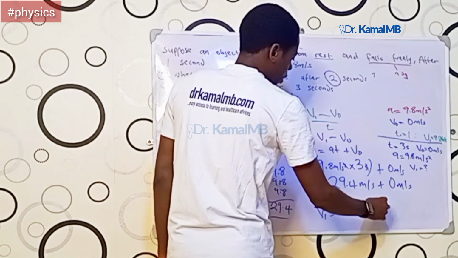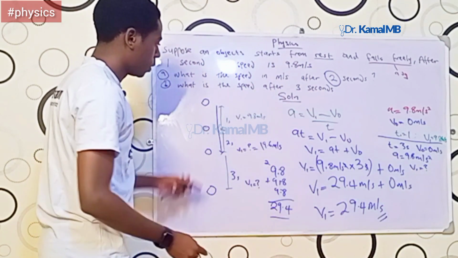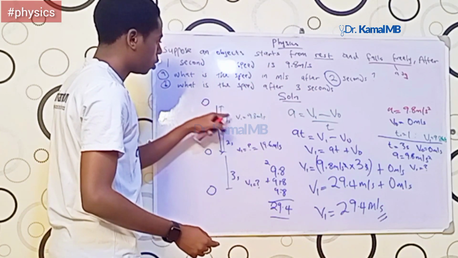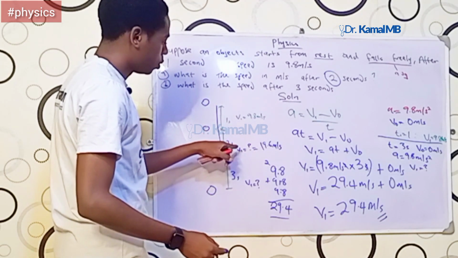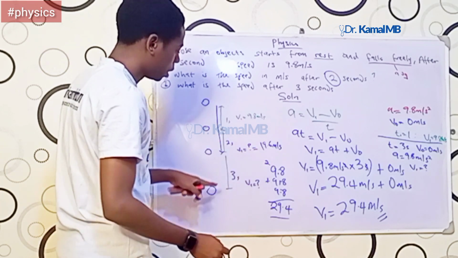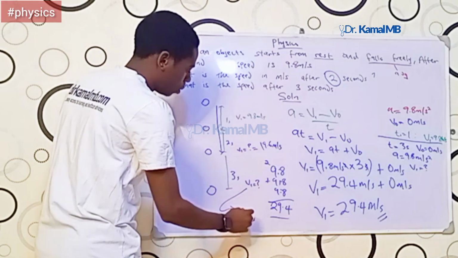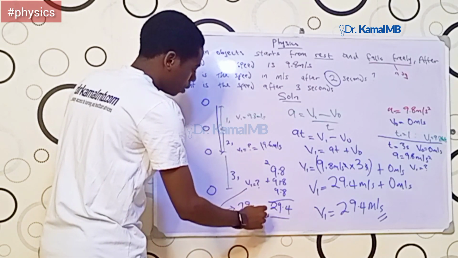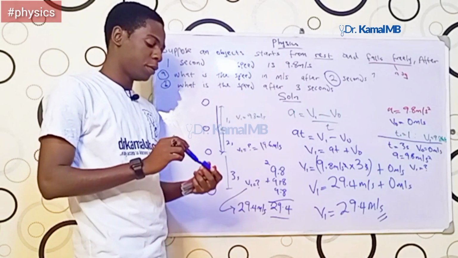So v1 is equal to 29.4 meters per second. This means as it is going down, in the first second it will be 9.8 meters per second. In the second second it will give you 19.6 meters per second, and in the third second this v will be equal to 29.4 meters per second. Very simple.